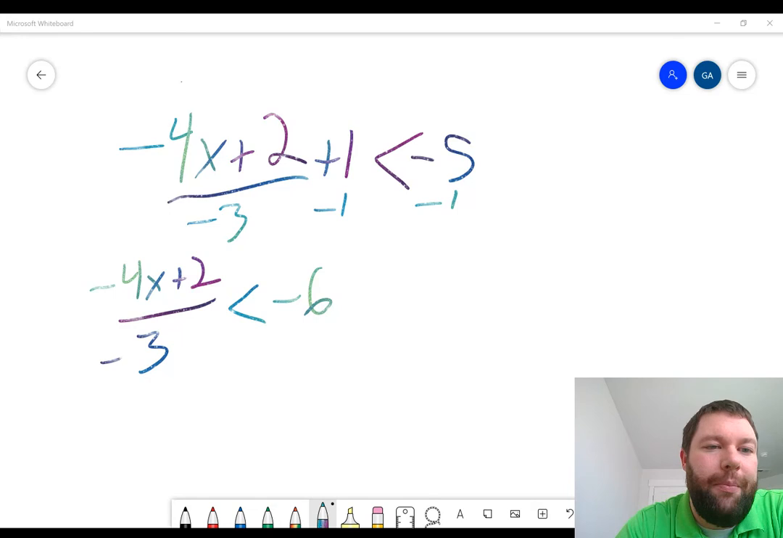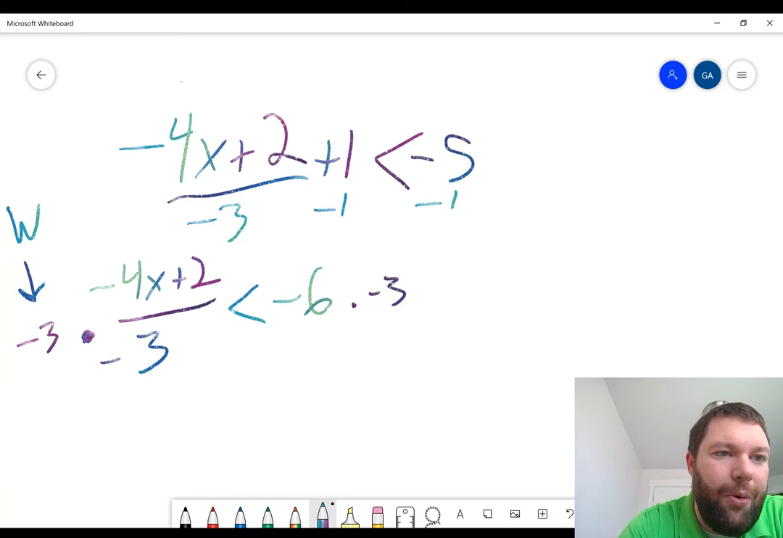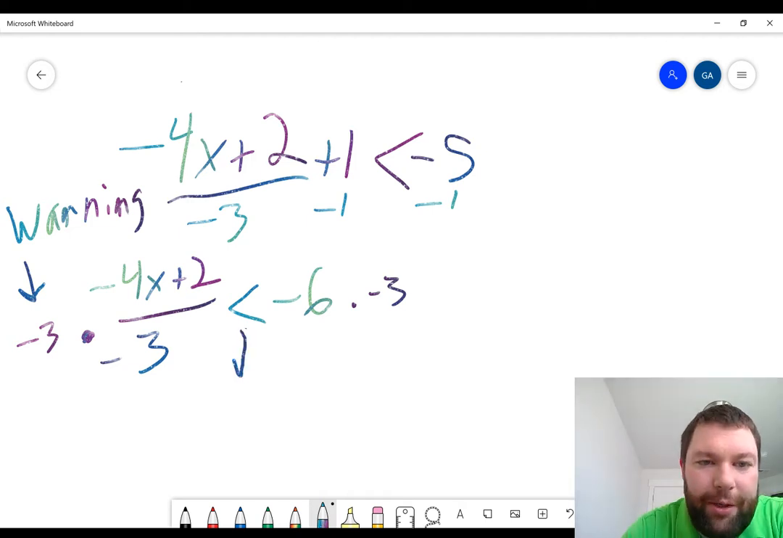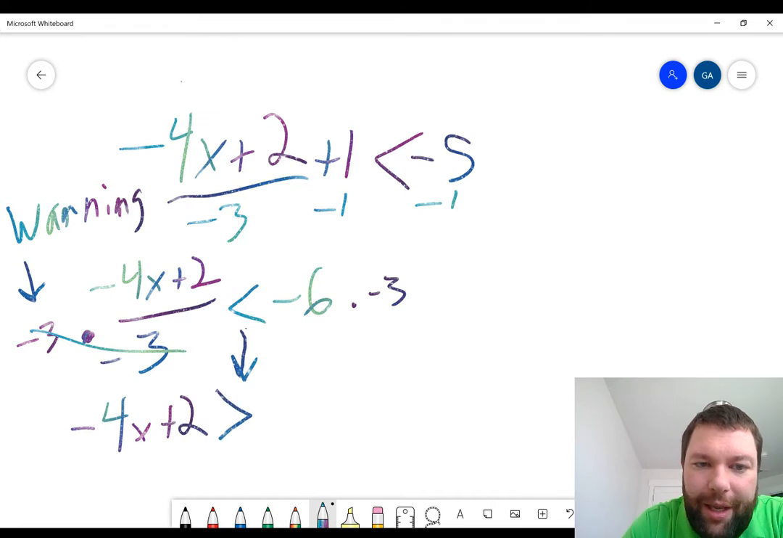Then we just treat it like a normal party. So we're going to get rid of our creeper. So this guy dividing the entire party, we're going to get rid of him first. So we're going to multiply each side by a -3. Now we're multiplying by a negative number to each side. So warning, we're multiplying by a negative number. That's the same as dividing by a negative number. So our inequality sign is going to flip. Okay, so these cancel out, and I'm left with -4x plus 2 is now greater than a positive 18.